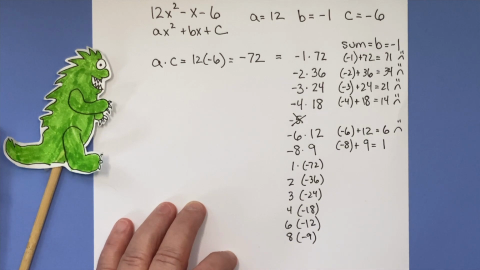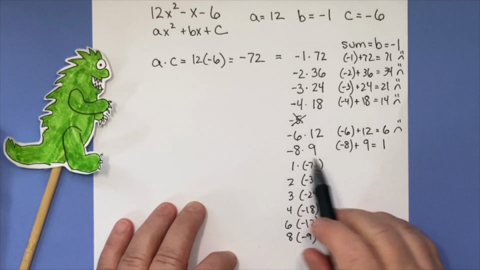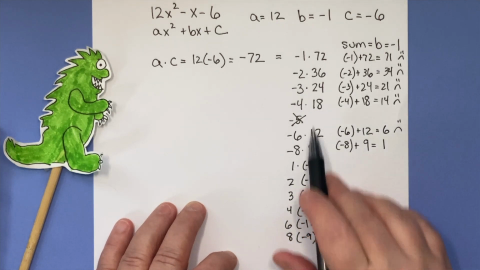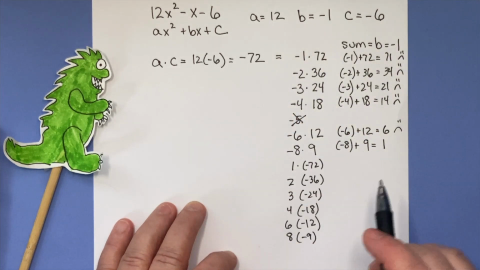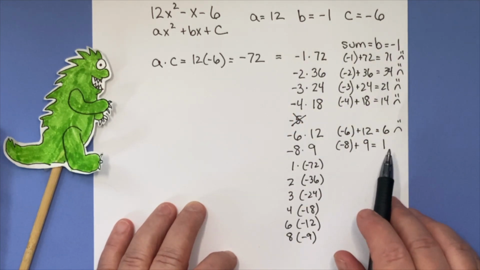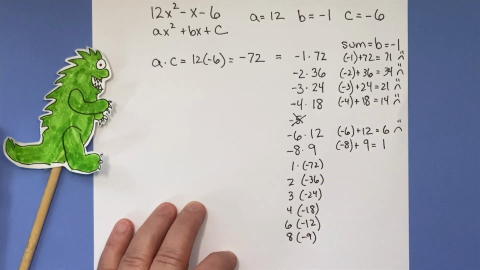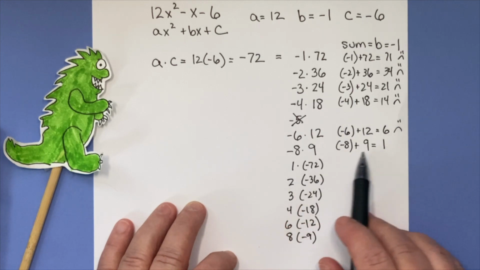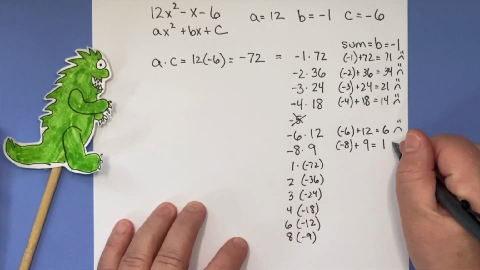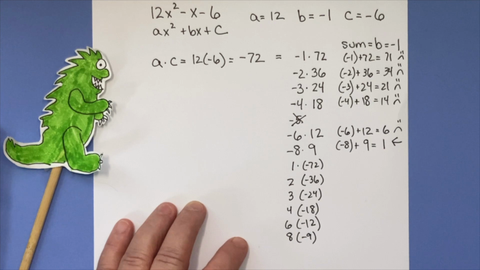Now, something interesting happened just now. Negative 8 times 9 gives me negative 72. And negative 8 plus 9 gives me 1. I want negative 1. Negative 1 is my magical number. So I think, ooh, I'm real close right here. So that's really interesting.